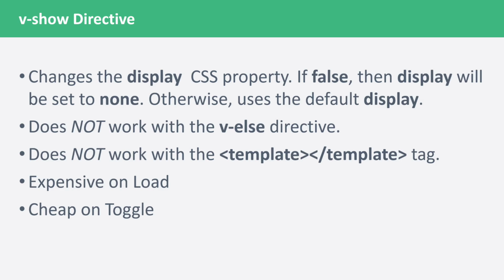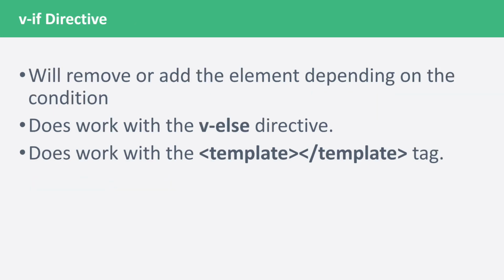After the element is loaded, toggling the stylings of an element is a reasonably cheap cost. It's quick and easy. Therefore, using the v-show directive is expensive on load but cheap when it comes to toggling an element's appearance. Next, we have the v-if directive, which does support the template tag, v-else-if, and v-else directives. Unlike the v-show directive, it will altogether remove or add the element based on the condition.